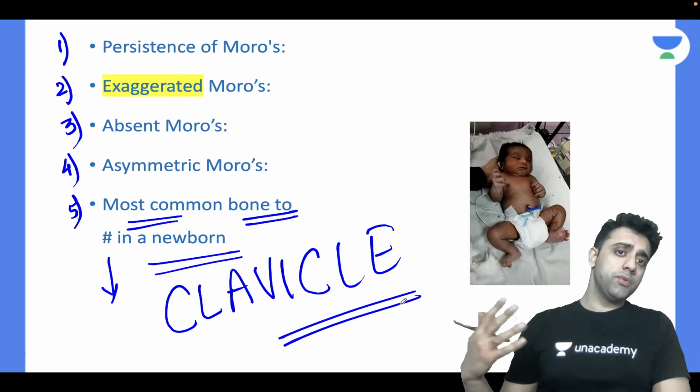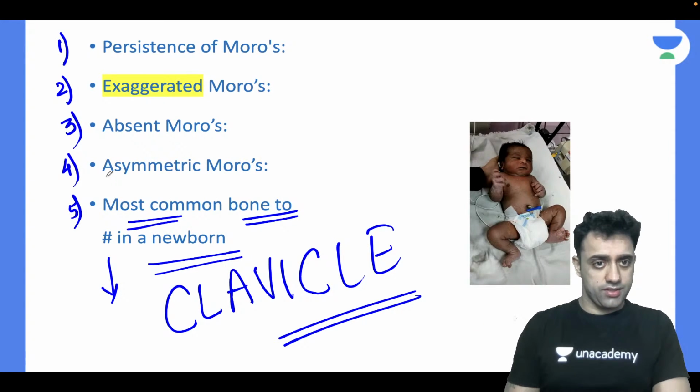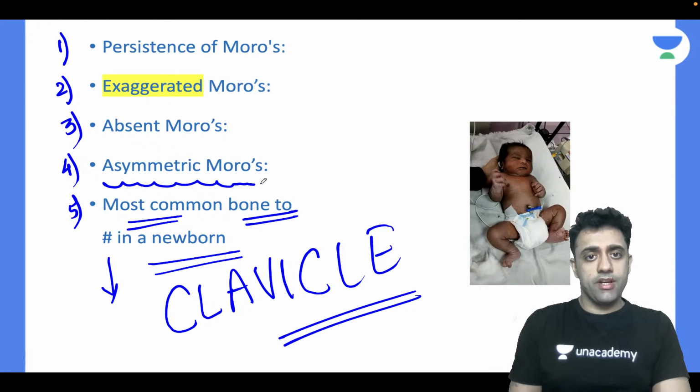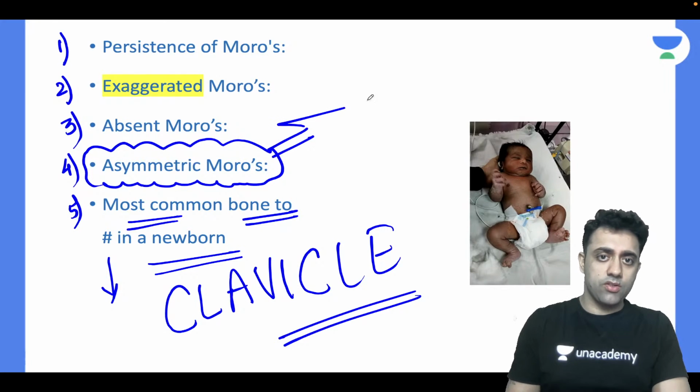Okay. Let's do the other easy questions. Asymmetric Moro reflex. What are the various causes?